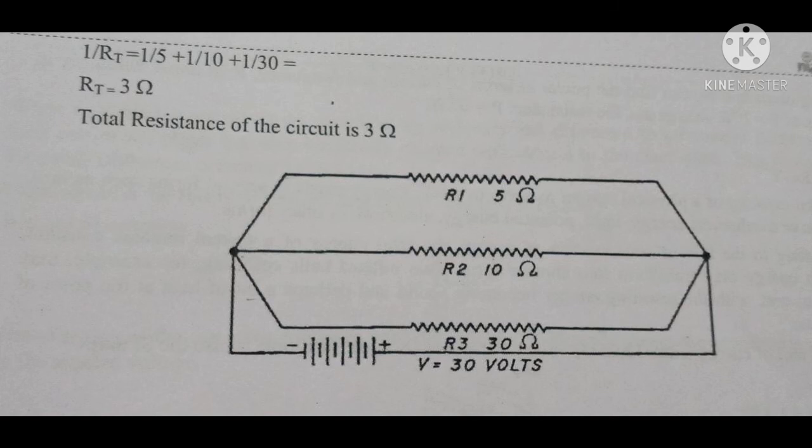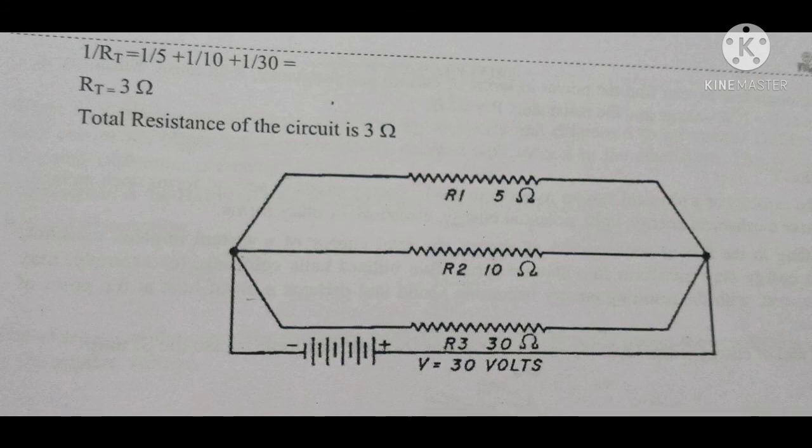Now our last topic is resistors in parallel. In a parallel circuit, the applied voltage remains the same across each branch, but the current is divided among the branches. Total resistance of a circuit when resistors are connected in parallel is given by 1 by R total equals 1 by R1 plus 1 by R2 plus 1 by R3 and up to the nth term. Let us see one example. We can see the diagram of the resistors in parallel on the screen.